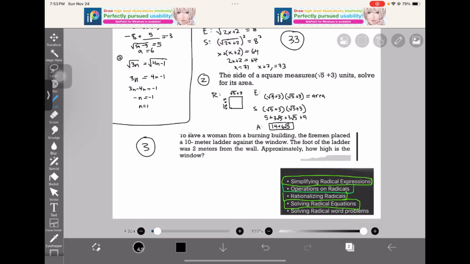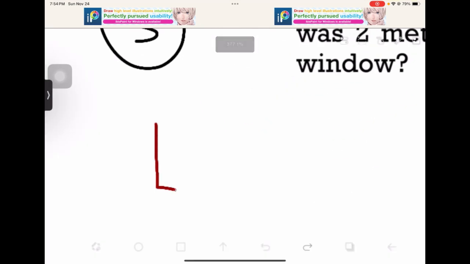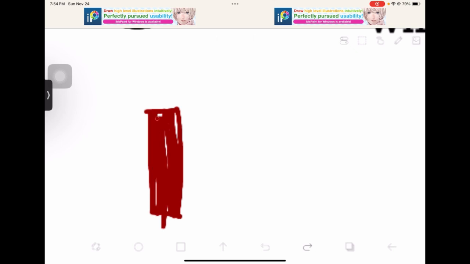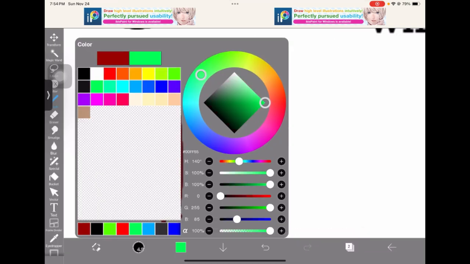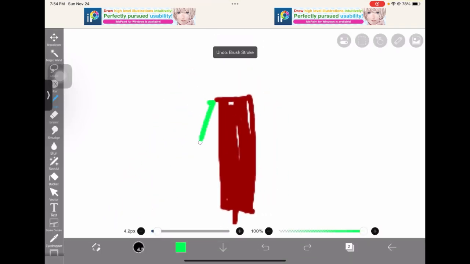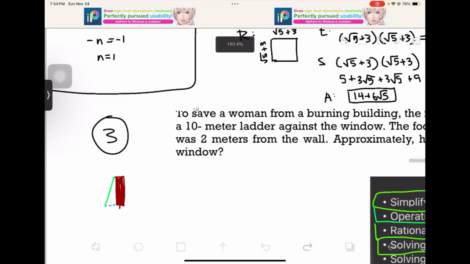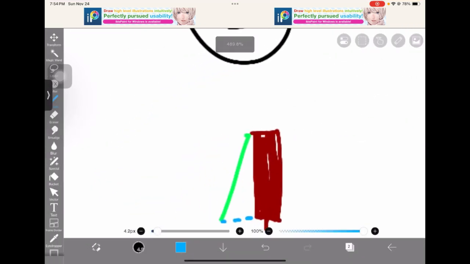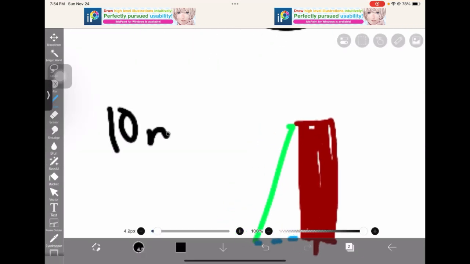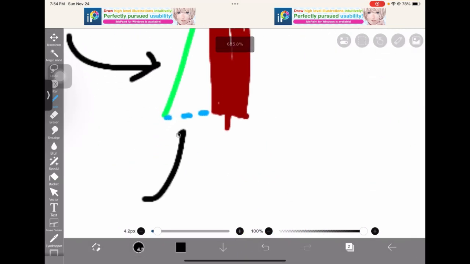Finally, to save a woman from a burning building, the fireman placed a 10-meter ladder against the window. The foot of the ladder is 2 meters from the wall. Let's try to just draw this first. So let's pretend that this is going to be the wall, and this green one will be the ladder. And let's draw an imaginary blue line to indicate the distance from the wall. So we have a 10-meter ladder against the window, which means this is the ladder. Meanwhile, the ladder was 2 meters from the wall.